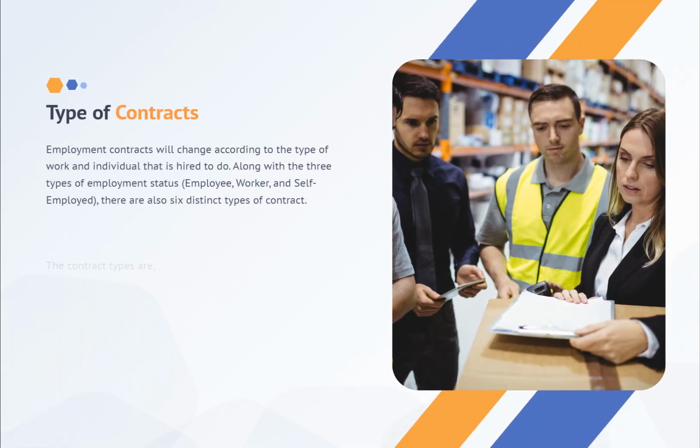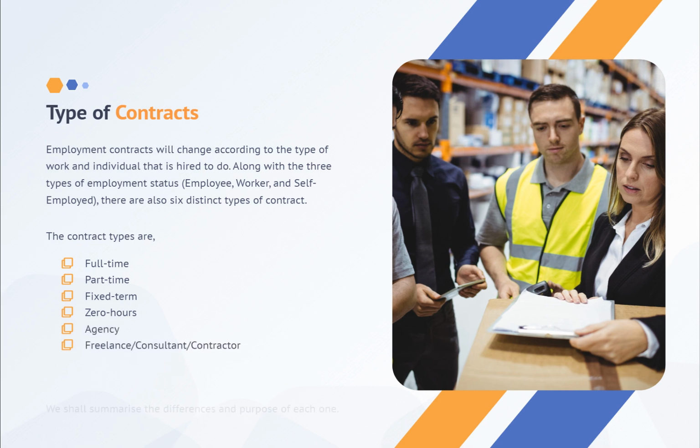Type of contracts. Employment contracts will change according to the type of work and individual that is hired to do it. Along with the three types of employment status, employee, worker, and self-employed, there are also 6 distinct types of contract. The contract types are full-time, part-time, fixed-term, zero hours, agency, and freelance or consultant or contractor. We shall summarize the differences and purpose of each one.